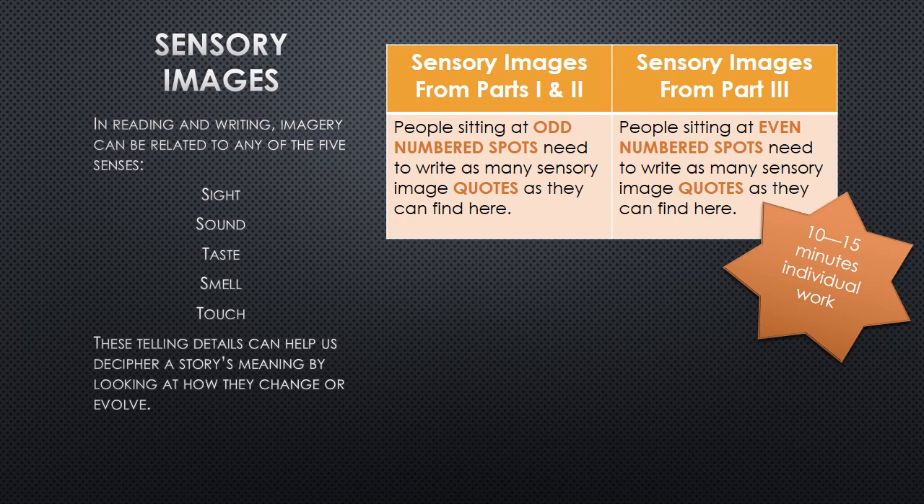So what I would like you to do is look at the number of the desk that you're sitting at, which should be your own, by the way. And if you're sitting at an odd numbered spot, you are going to take the next 10 to 15 minutes on your own to write as many sensory image quotes as you can find in sections 1 and 2. So remember, you're looking for quotes that appeal to the senses, any sense: sight, sound, taste, smell, or touch. And you're going to do the same thing if you're sitting at an even numbered spot, but instead of looking at parts 1 and 2, you're going to look for quotes in part 3.